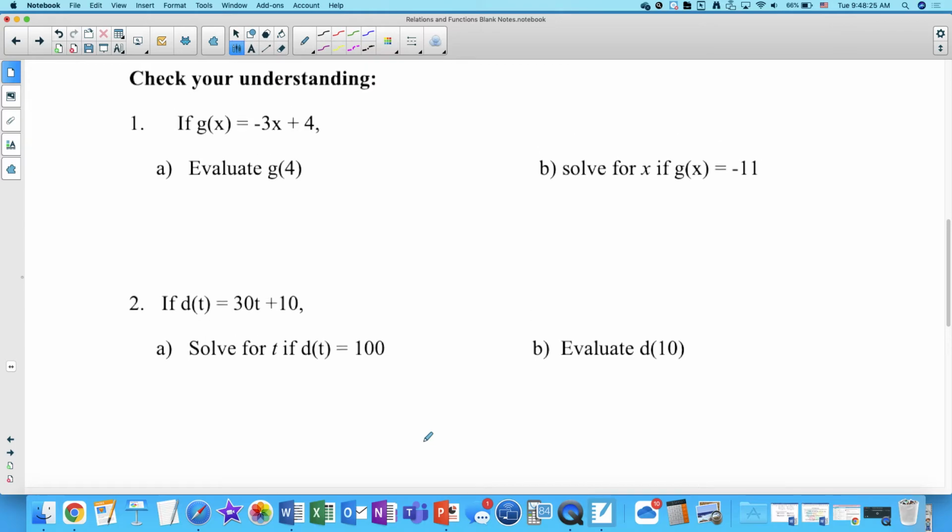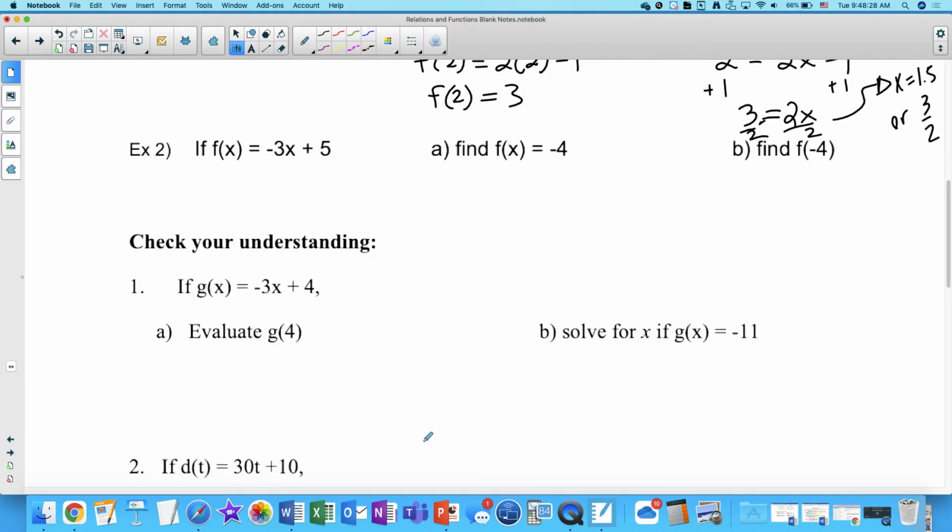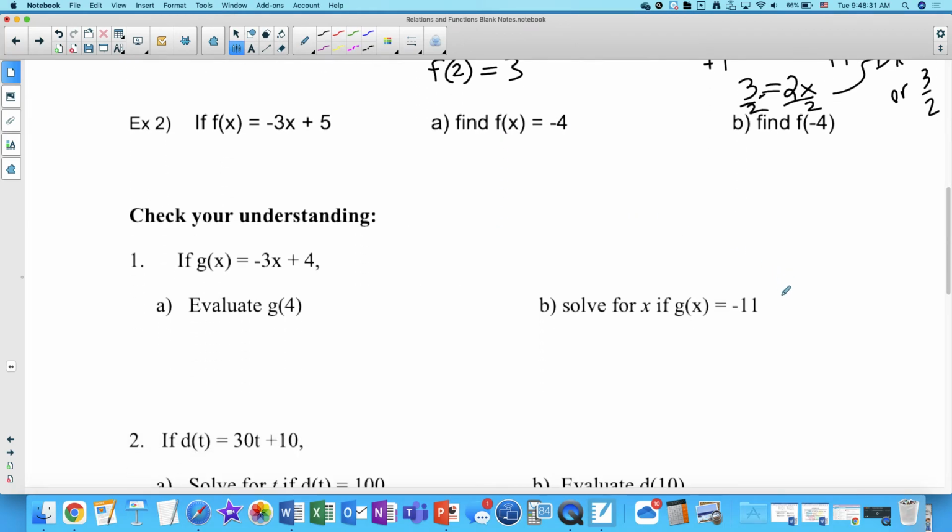Now f of x equals negative 3x plus 5, and we're asked to find f of x equals negative 4. Which side of the equation are we going to sub that negative 4 into? The left. We sub negative 4 in for f of x, so negative 4 equals negative 3x plus 5. Subtract 5 from both sides, and we get negative 9 equals negative 3x. Divide by negative 3, solving like a linear equation, and we get that x equals 3.